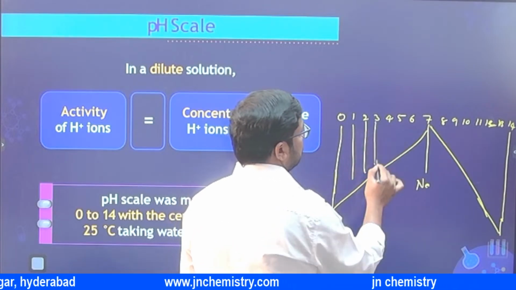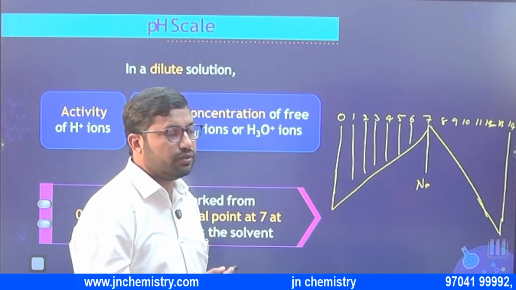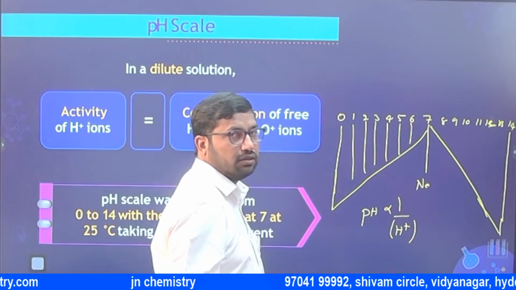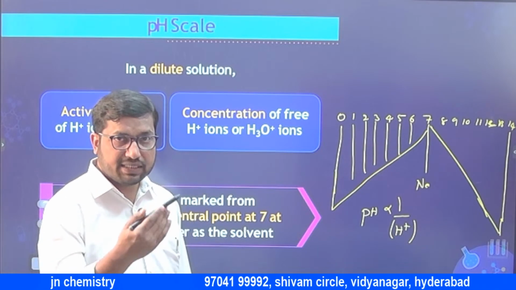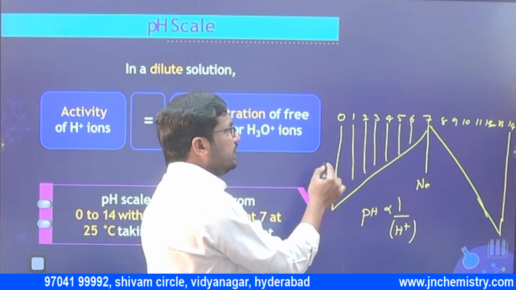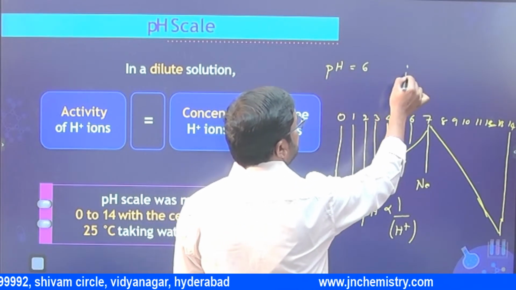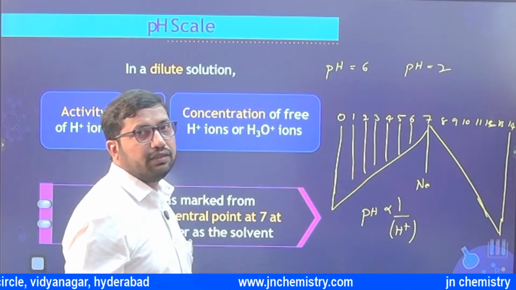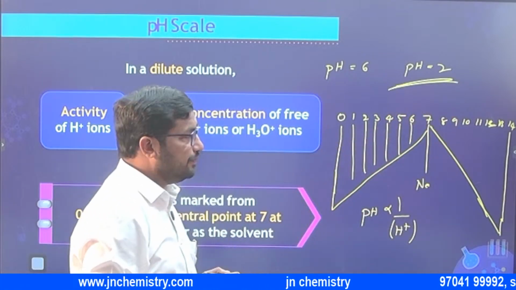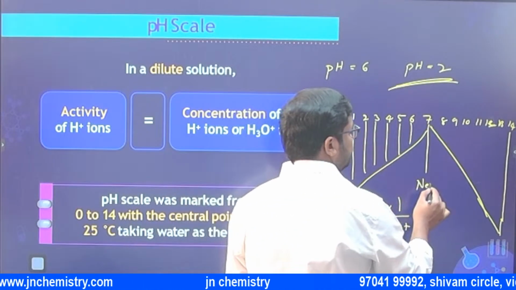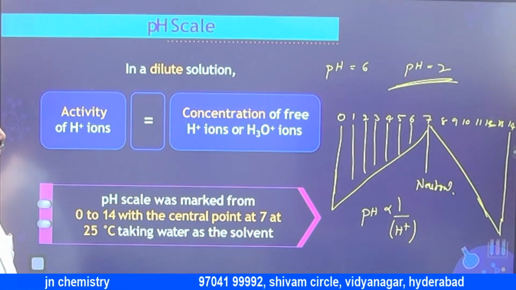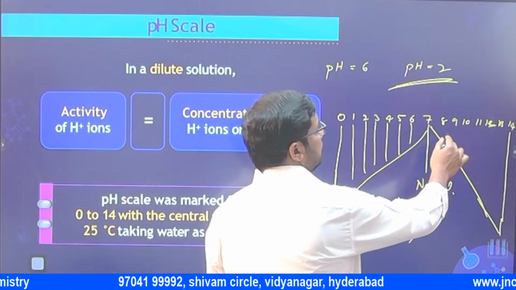The pH value, I told you in the last class, is inversely proportional to H plus ion concentration. If H plus ion concentration increases, pH decreases. So pH value increasing means H plus value is decreasing. Between pH 6 and pH 2, which is the stronger acid? pH 2 is the stronger acid. 7 means neutral, and as it increases, the basic nature is increasing, 7, 8 and so on.